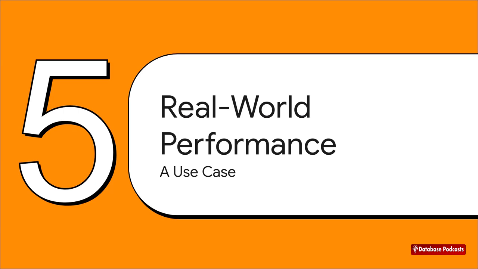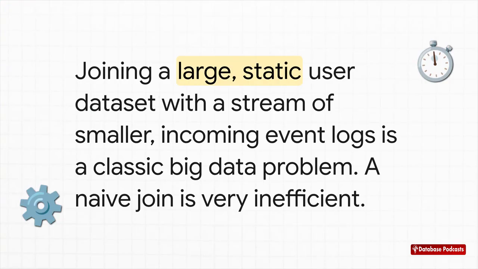Okay, we've covered the what. Now let's talk about the why. How do these tools actually perform when the pressure's on in a real-world scenario? So here's a classic big data headache. You've got a gigantic table of user data, we're talking hundreds of gigs, and it doesn't change very often. But then, every 5 minutes, a new, much smaller log of user events shows up, and you need to join them. If you just do a normal join every time, you'd be shuffling that massive user data set across your entire network every 5 minutes. It would be an absolute performance nightmare.